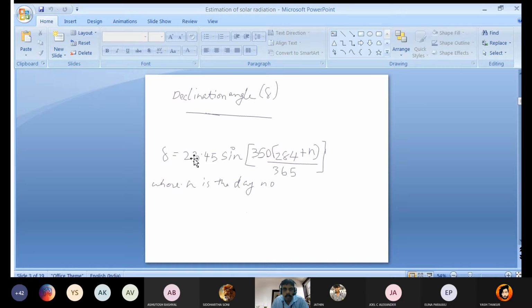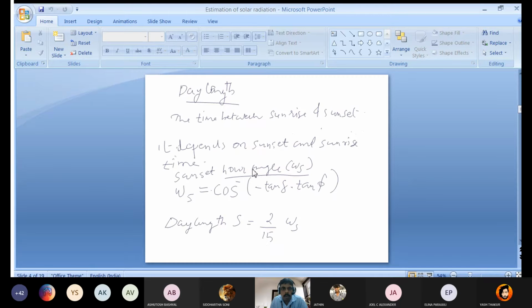Declination angle delta is equal to 23.45 sine of 360 into (284 plus n) by 365, where n is the day number in the year, that is, which day we are considering for our solar radiation availability calculation. Day length is the time between sunrise and sunset. It depends upon sunset and sunrise time.